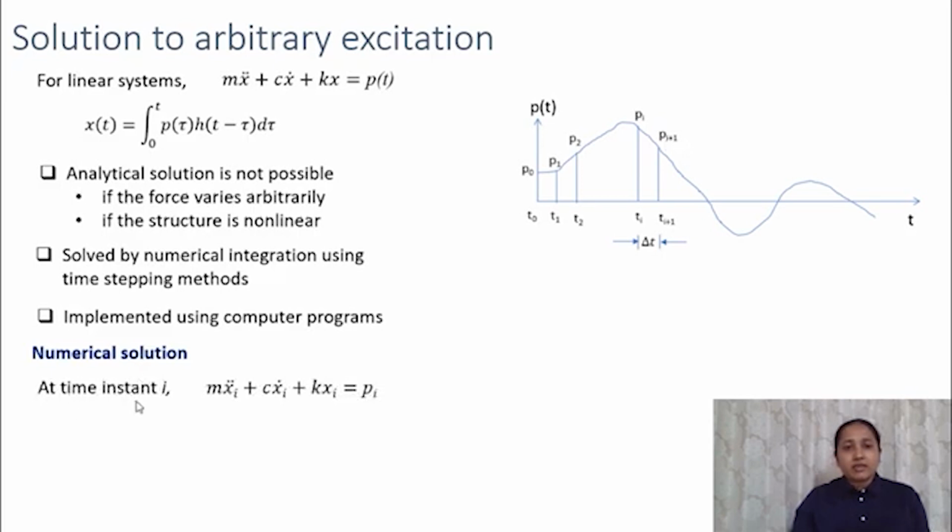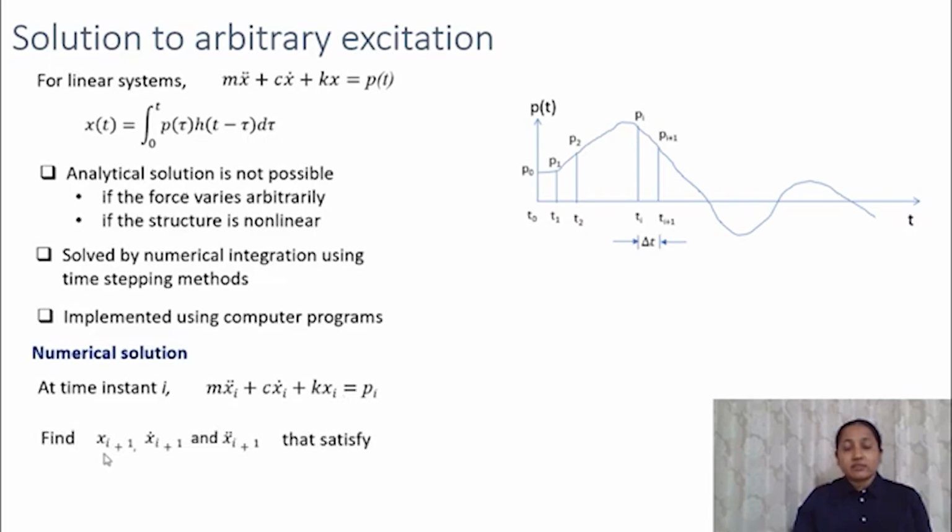So at any time instant i, we can rewrite this equation of motion as m x double dot i plus c x dot i plus k x i is equal to Pi. So at each instant, we can rewrite this equation with respect to the displacement, velocity and acceleration at that instant i, and using this force at that instant i. So you can solve this equation to get x i.